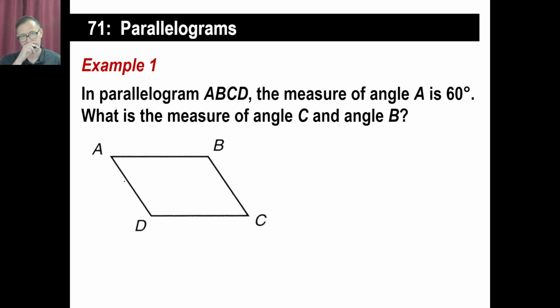This is a short one today, but let's look at parallelograms. Don't forget, a parallelogram is a quadrilateral, which means it has four sides. It also means that the opposite sides are parallel. Now there is an example of a parallelogram right there.